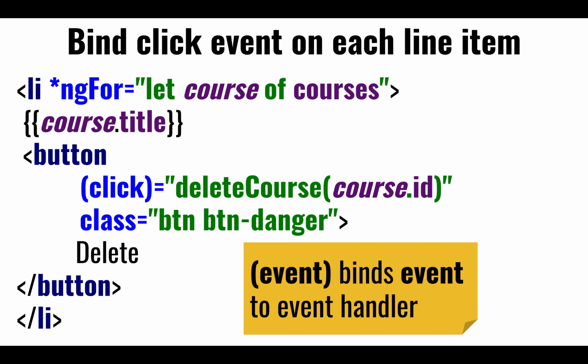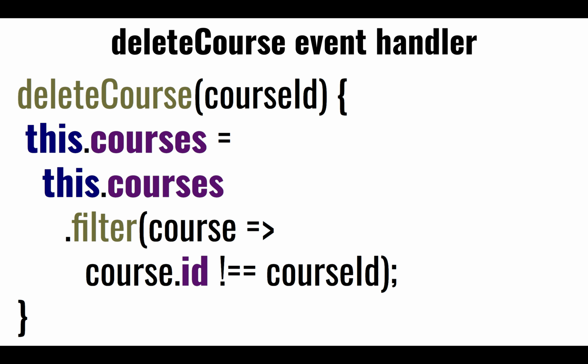And so let's look at the implementation of the deleteCourse. In the deleteCourse, what we're going to do is take that state variable that we declared in the class, in the component, which I believe is called just plain old courses.